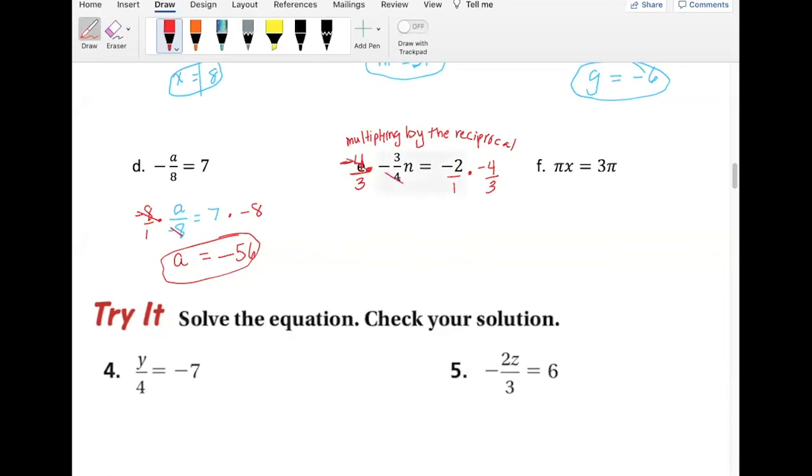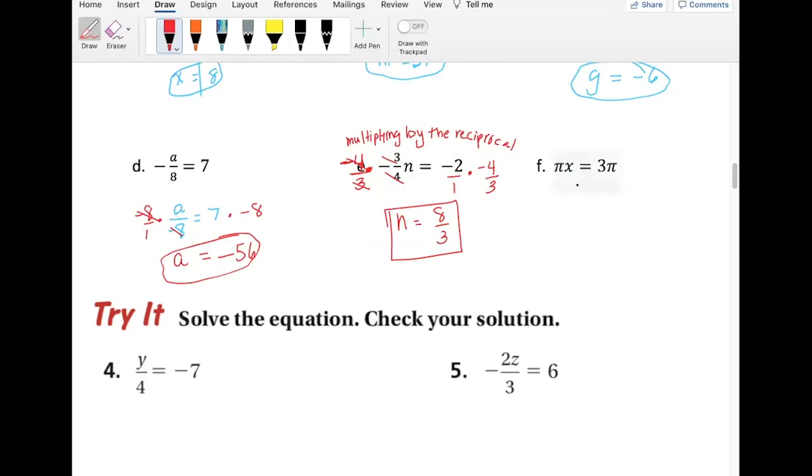And again, all of these are going to cross cancel. The 4's cross cancel, the 3's cross cancel, leaving us here with positive 1n. So I can just bring down n. When we're multiplying with fractions, we multiply our numerators. Negative 2 times negative 4 is a positive 8. Multiply the denominators: 1 times 3 is 3. And we can just leave this one an improper fraction.